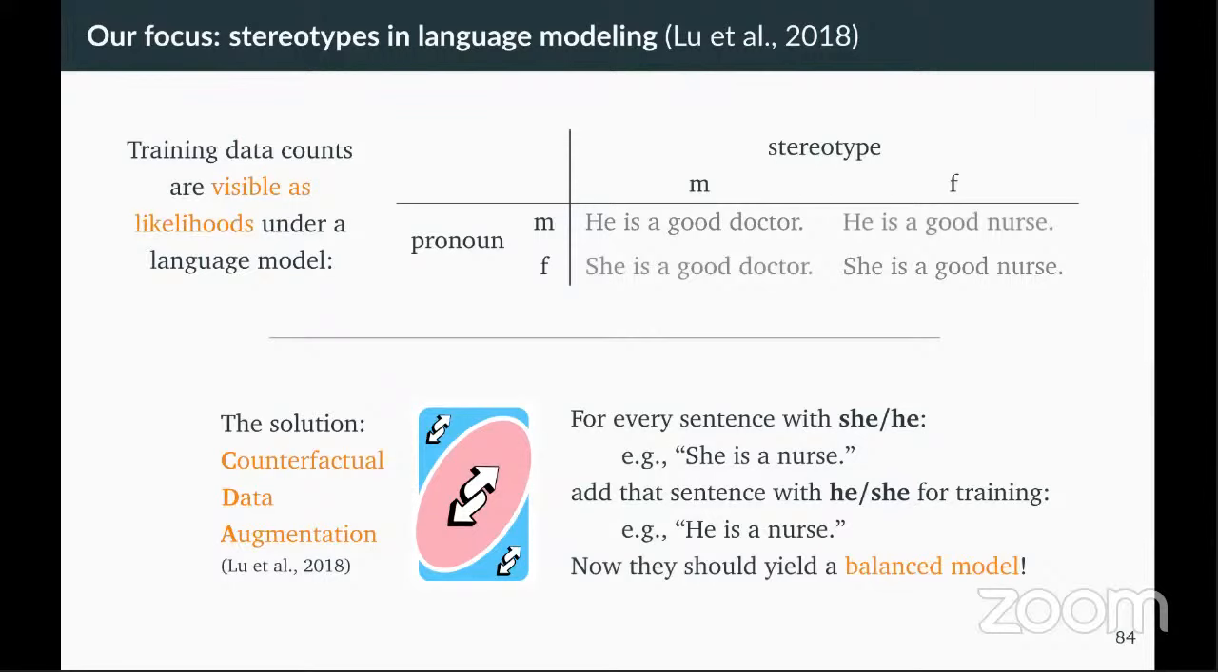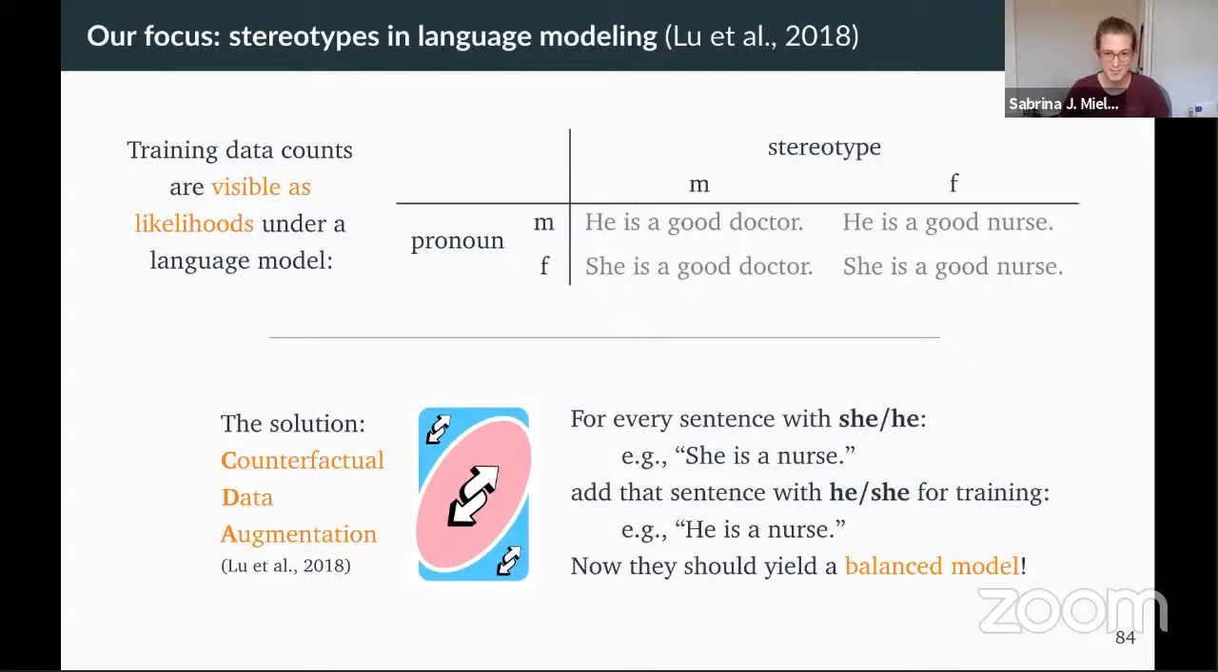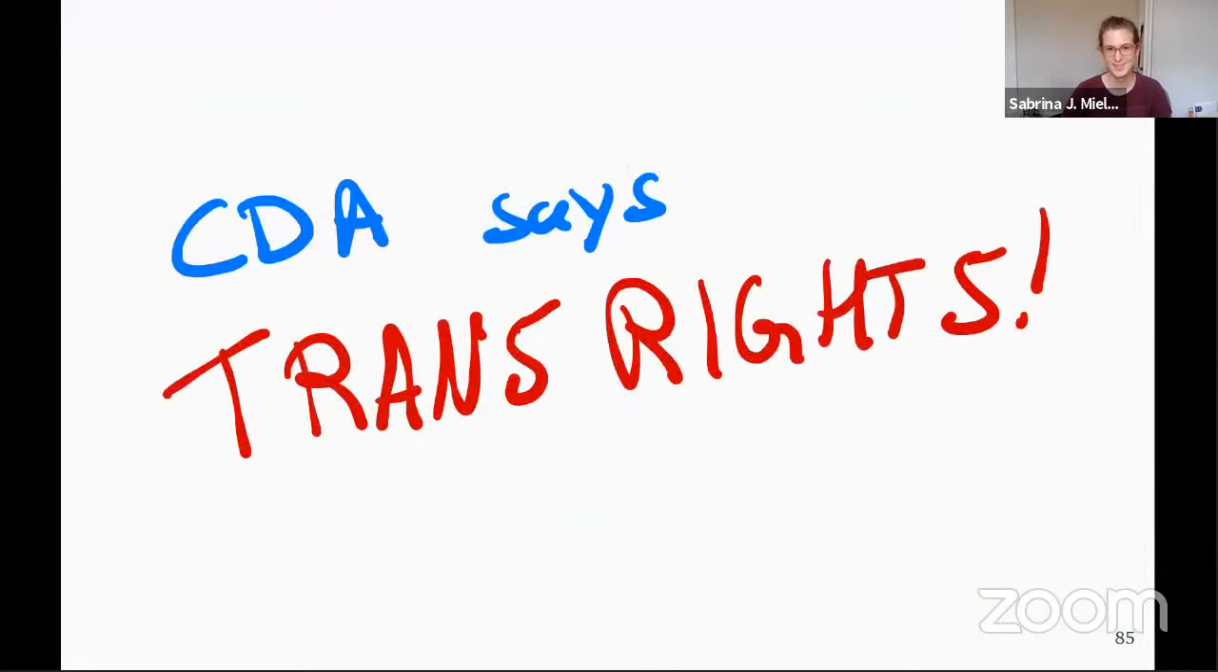Fun fact, when I presented this last year at ACL, I put this little Uno reverse card in trans colors, and I was like, hello, I'm still in the closet, but hello. I don't think anybody noticed, but CDA says trans rights.